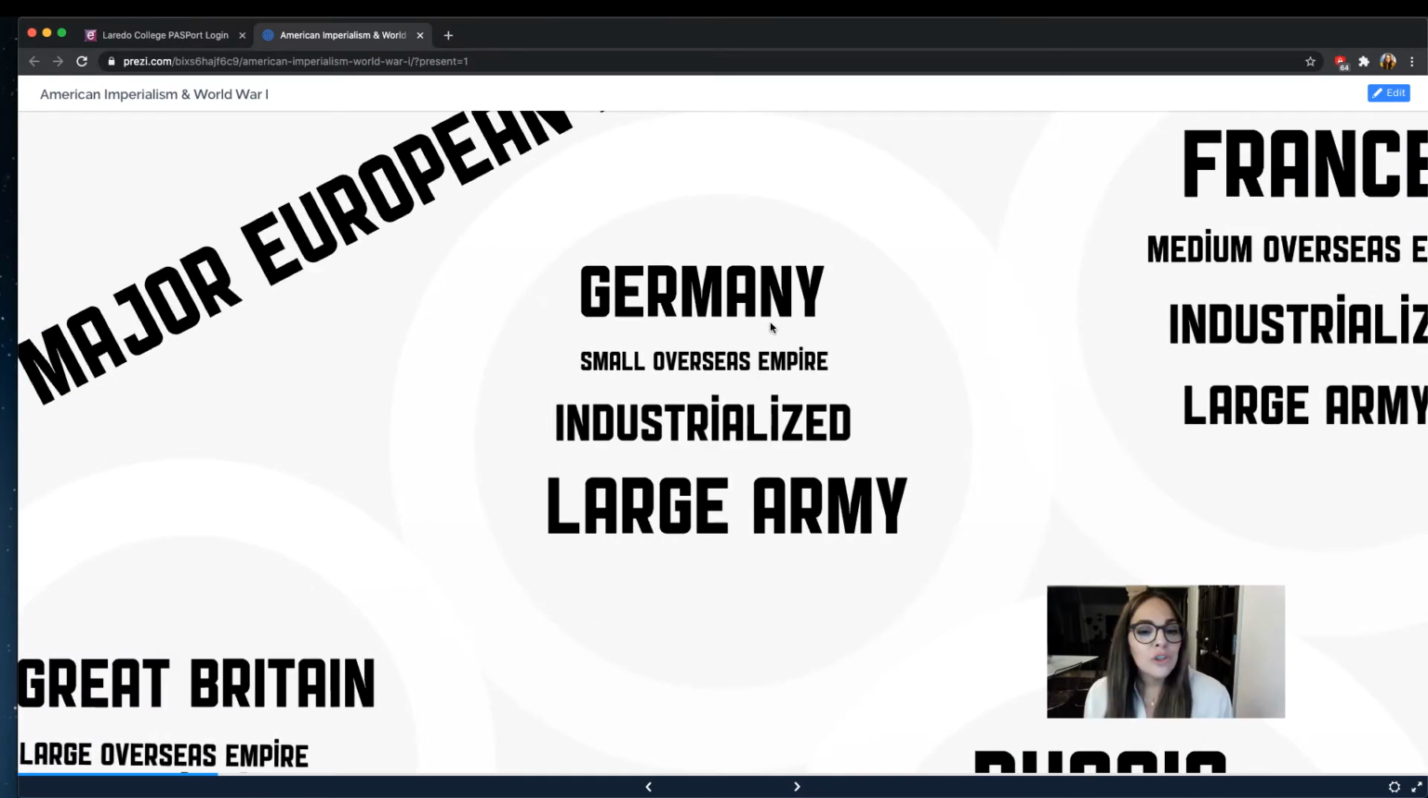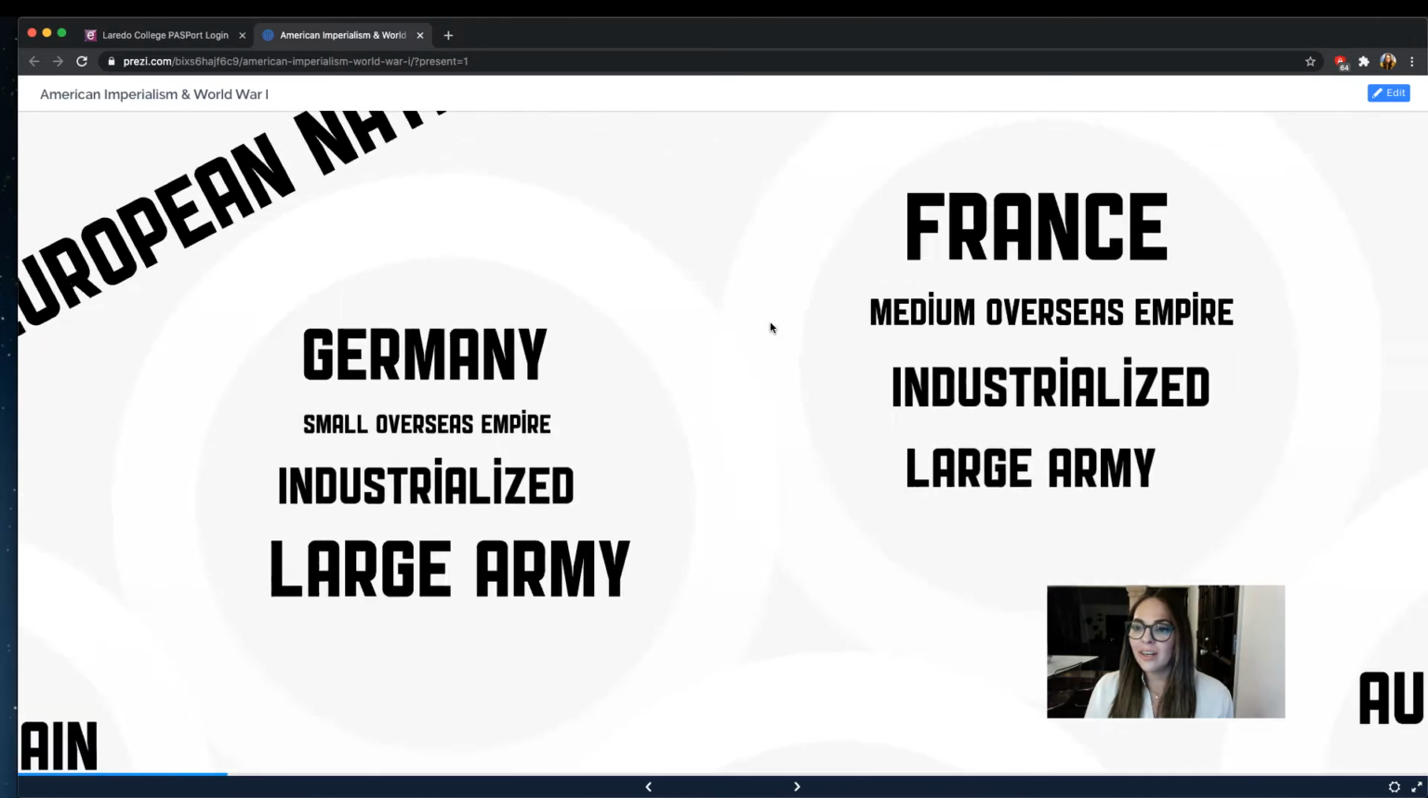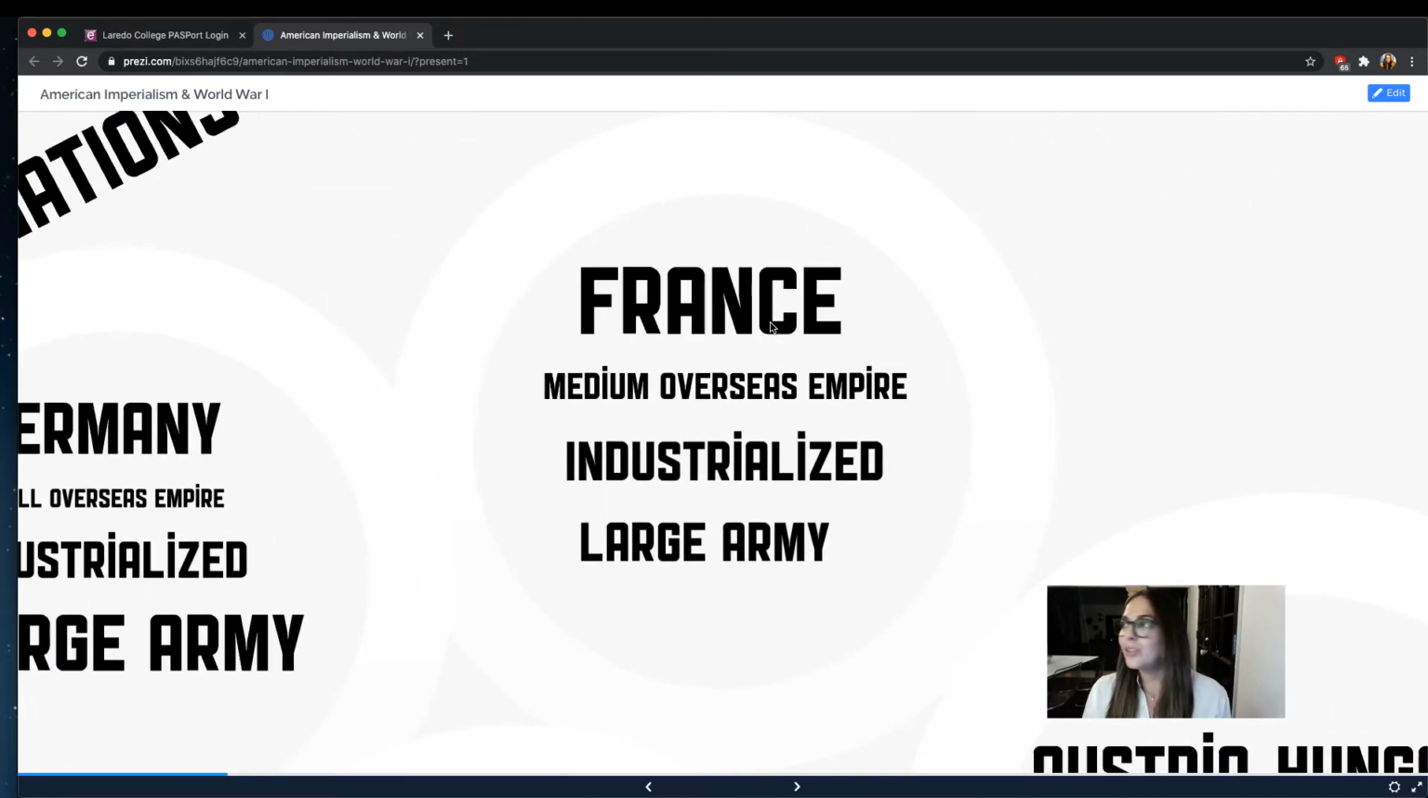On the other hand, we have Germany. Now, Germany has a small overseas empire. They are very industrialized. They're like second power right here. Large army and huge ambitions as well. And we'll get to the Archduke, not the Archduke, but the Kaiser in a second. And then we have France, medium overseas empire, also very industrialized. Remember that these countries are competing with each other, right? Getting closer and closer to 1914. A large army, rich history there, military history as well.